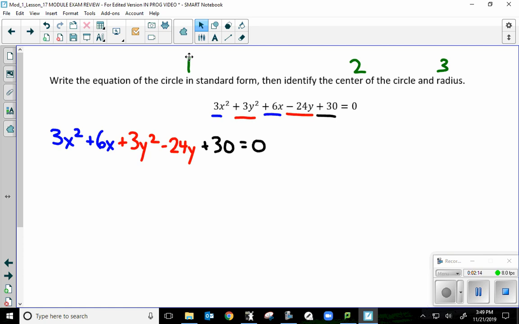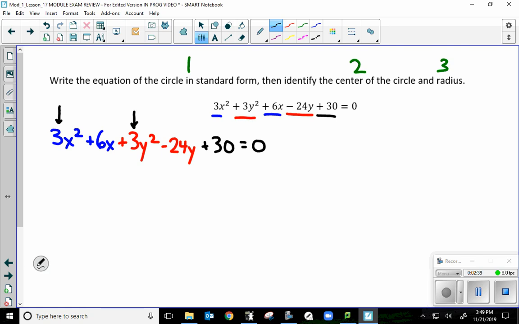Now, I need to remember the process or the steps for completing the square. In mathematics, we use the word algorithm. There's an algorithm for completing the square. All that means is algorithm is a fancy mathematical word for the steps or the process. So I know 2 things. First of all, whatever my a value is, whatever is in front of my x squared or my y squared, I want that to be 1.